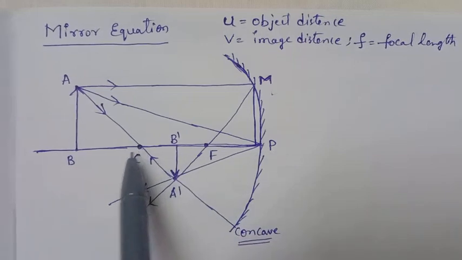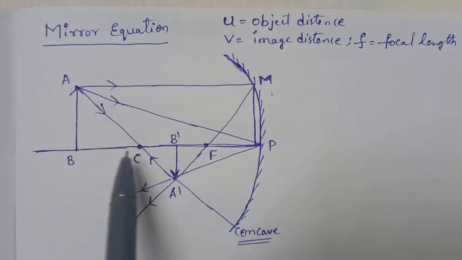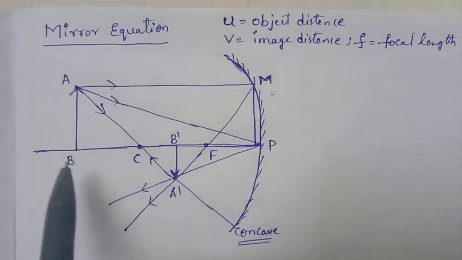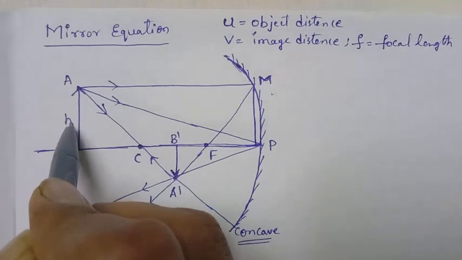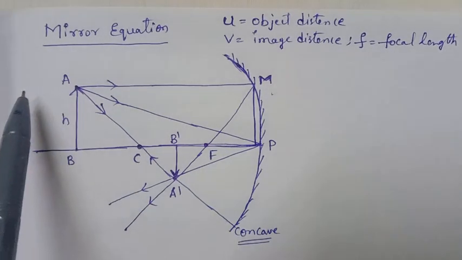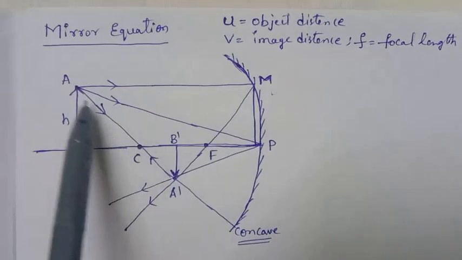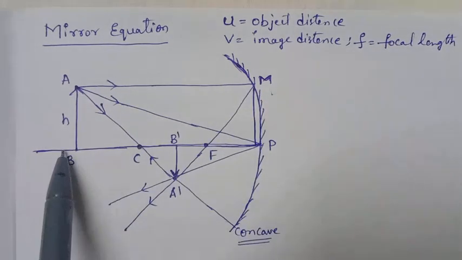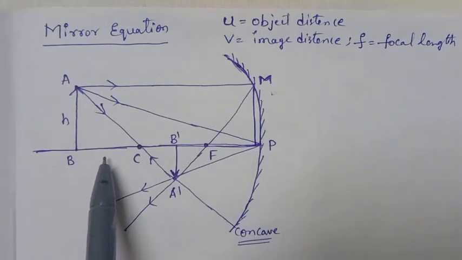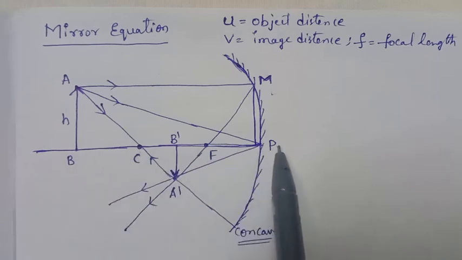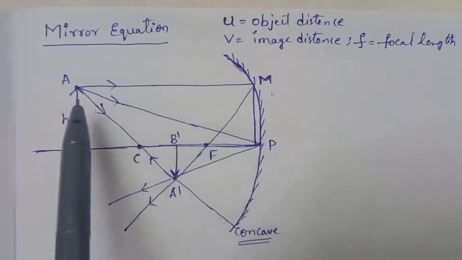Next, I am taking an object AB, and the object height is H, suppose. The light will fall on this object, so I will consider three light rays. One will be parallel to the principal axis. What is the principal axis? It is the line passing through the center of curvature and the pole.